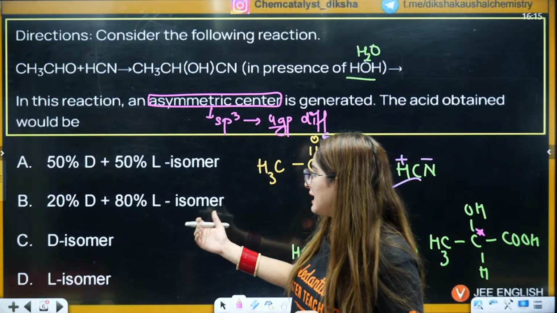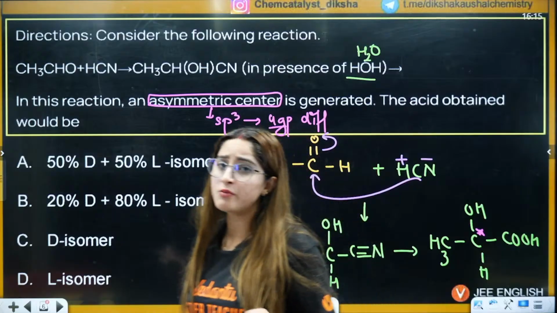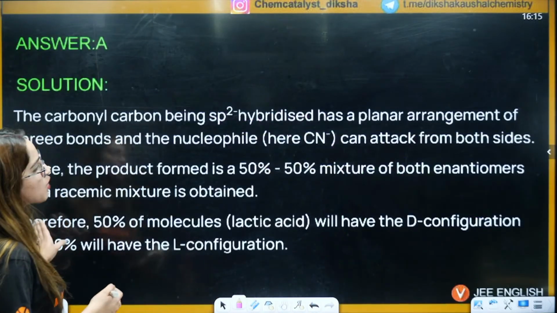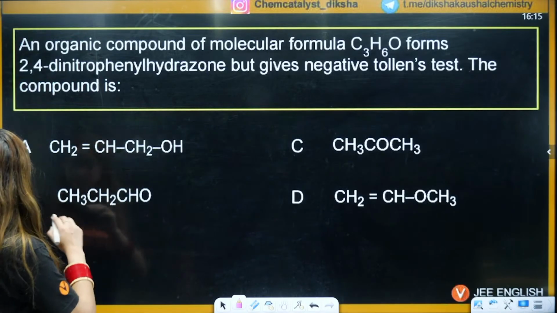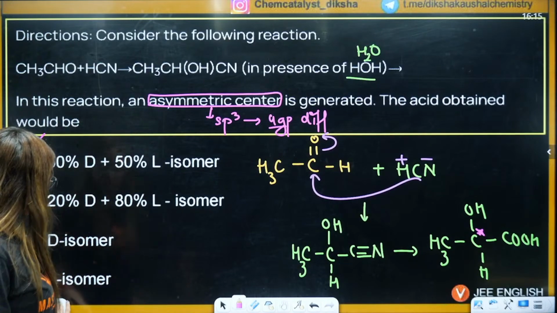The D isomer and L isomer will be formed. So the answer will be 50% of D and L will be formed. So A is the correct answer here, right?